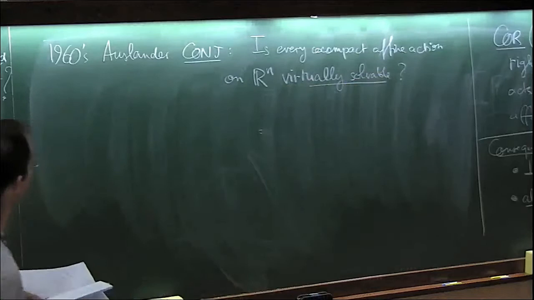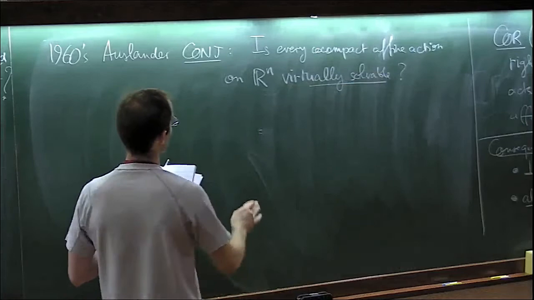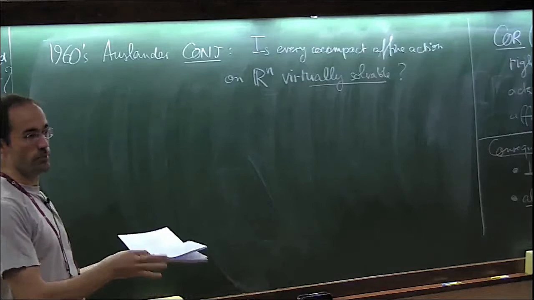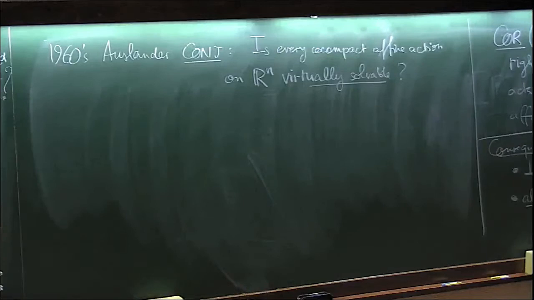Remember, if you have a group that embeds into a matrix group, it's either virtually solvable or contains a free group, and it's its alternative. And virtually solvable should be seen as groups close to Z^d in some sense. So the difference between this and Hilbert's question is, of course, that you drop isometric. And little progress has been made. I'm going to say a little bit more after this.